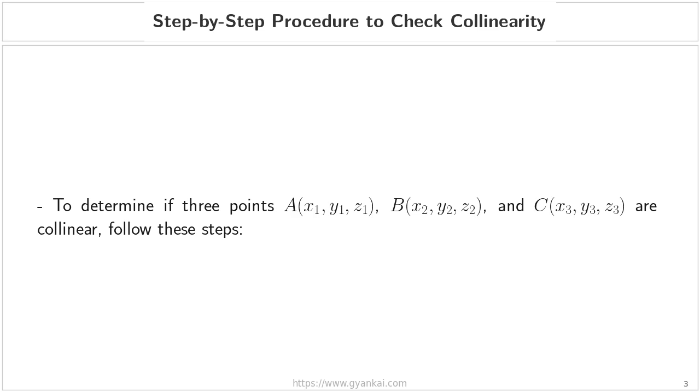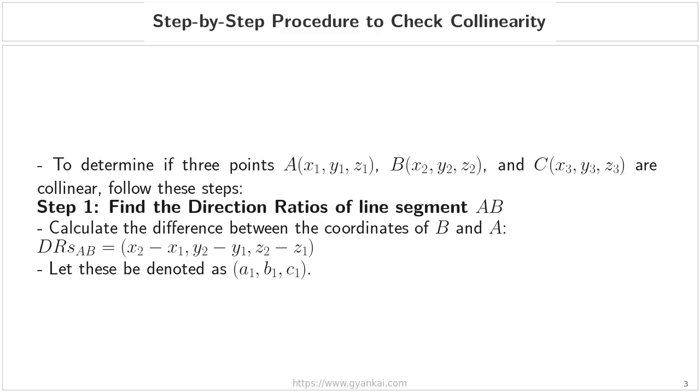Step-by-step procedure to check collinearity. Now that we understand the geometric logic behind why parallel lines sharing a point must be collinear, let's break down the actual mathematical procedure. If you are presented with 3 points, let's call them point A with coordinates x1, y1, z1, point B with x2, y2, z2, and point C with x3, y3, z3. You can follow this 3-step process to verify their alignment.